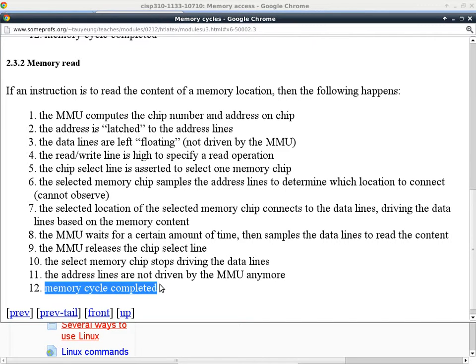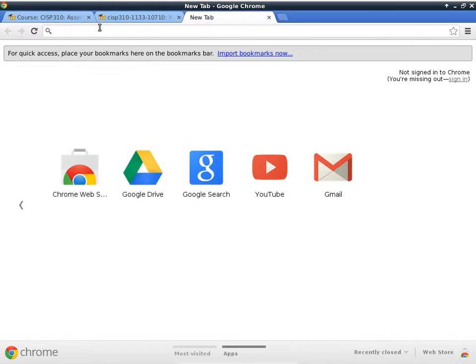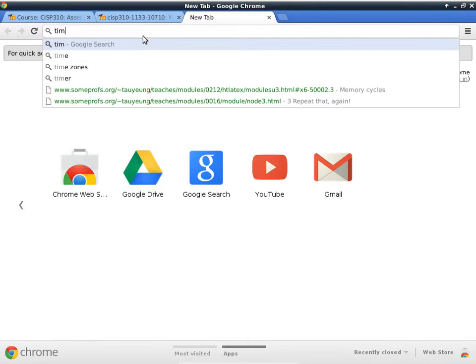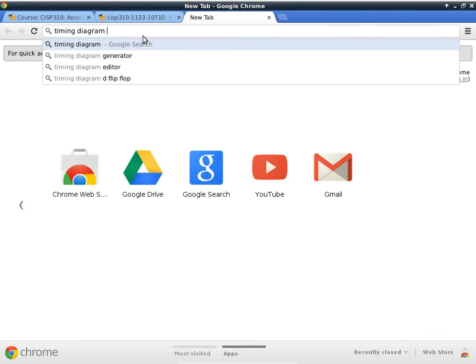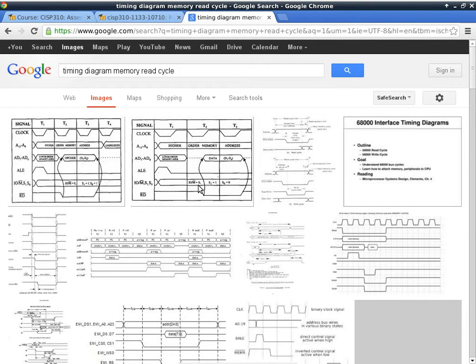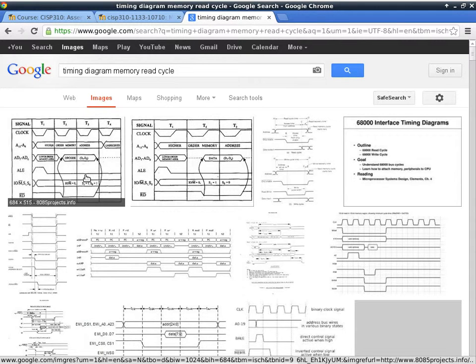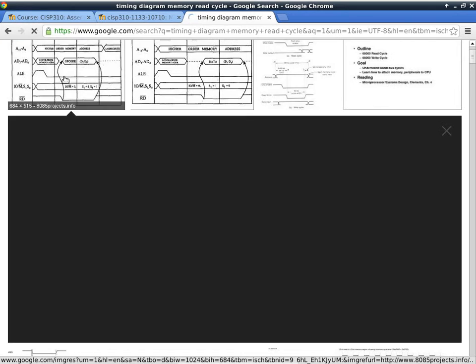No questions? Okay. So for those of you who are curious about what a timing diagram looks like, you can just type up "timing diagram memory read cycle" and then go to images. That would be the easiest way to do it. And right here we have an 8085 memory cycle, and we'll take a quick look. I just want to point out one thing.